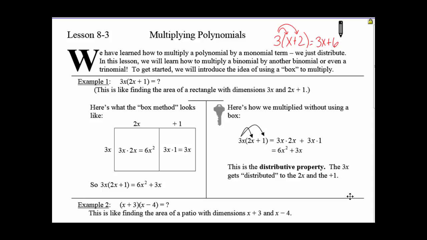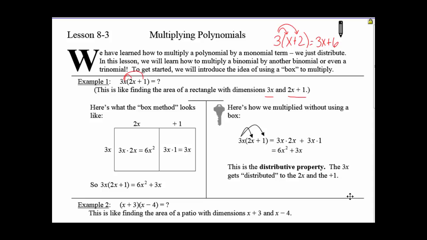To get started doing this, we're going to introduce the idea of using a box method. If you look at example 1, if you were given the problem 3x times 2x plus 1, last semester we learned we could just go ahead and distribute this 3x into both terms inside of those parentheses. But what happens if we get more complicated terms inside of there? We're going to think of this like finding the area of a rectangle with the dimensions 3x and 2x plus 1. So how do we find the area of a rectangle? Well, we multiply its length times its width. Here's what the box method is going to look like.